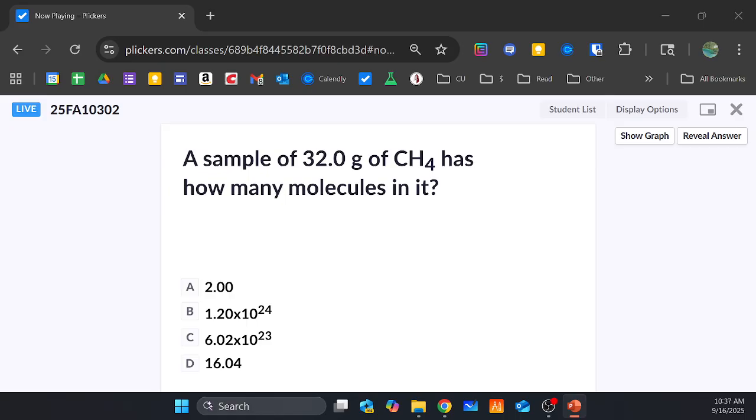So you have a sample of 32 grams of CH4. How many molecules are going to be in that? I know I'm making you use that mole, that Avogadro number. Oh my goodness, Avogadro, you and your number. Okay. Remember, this is just a straight up dimensional analysis unit conversion problem, like all the other ones were. Again, you just use what do you have, what do you need, and then how do I get there?